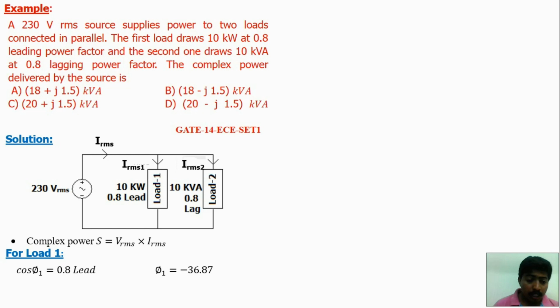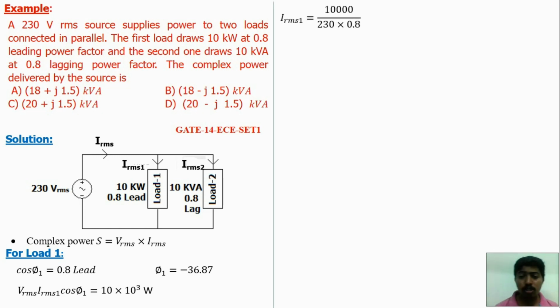Then here kilowatt is given. Kilowatt means real power, active power. The unit of active or real power is kilowatt. So P, Vrms Irms cos phi is equal to 10 kilowatt. Kilo means 10 power 3, so 10 into 10 power 3 watts. From that we can find Irms 1. Vrms is known, power factor is known, so we can find Irms 1.